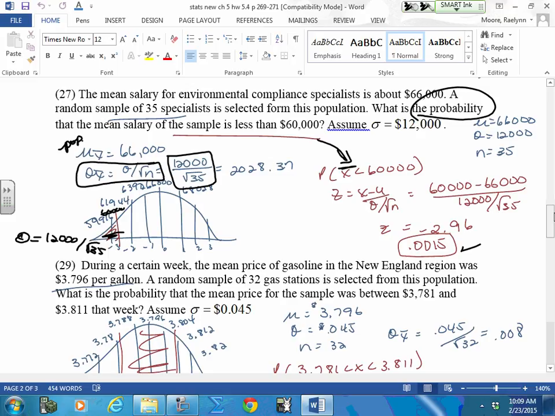Go ahead. What do you find out? Okay, what's your normal CDF? Your mean, what's your mean? Your mean doesn't change. 66,000. And then your standard deviation, put this in. It was 12,000 divided by the square root of 35. Just put the whole thing right there. You don't even have to calculate it. It's the same as it was before. The only difference is this right here. This is the only difference.